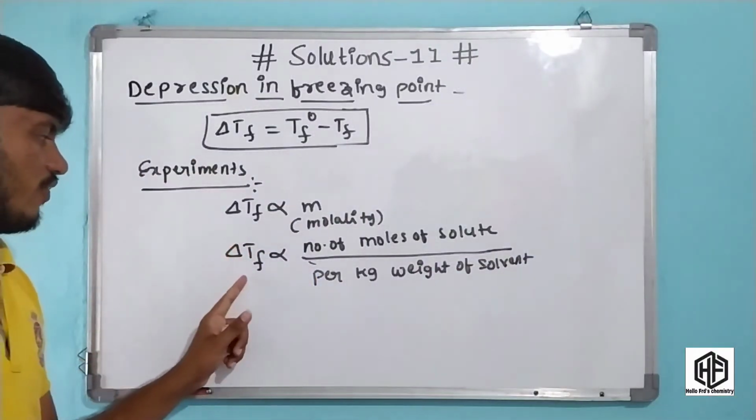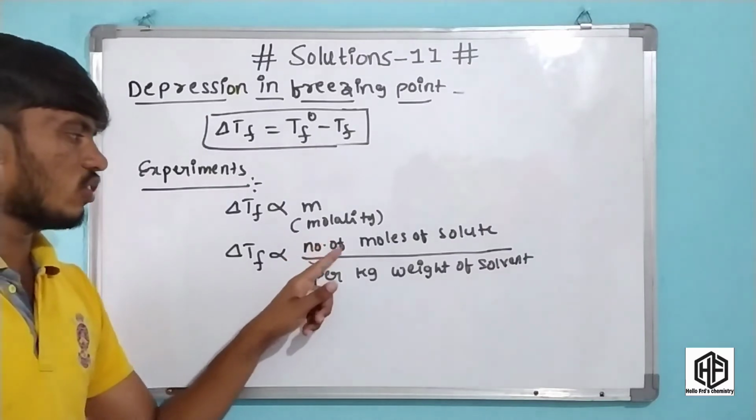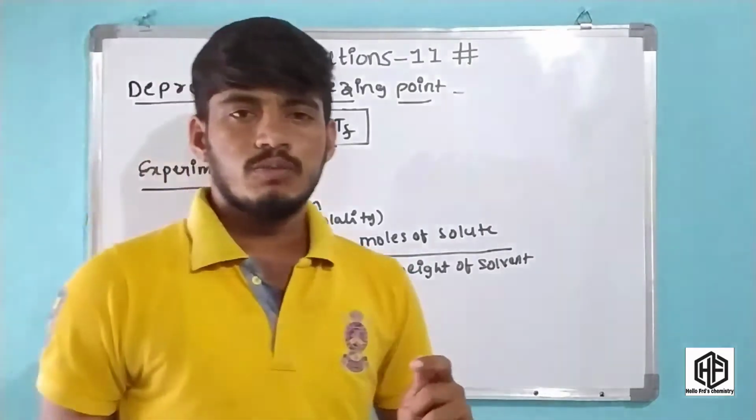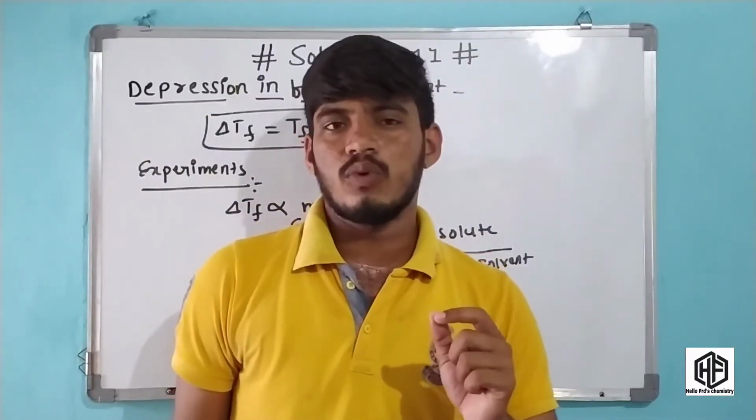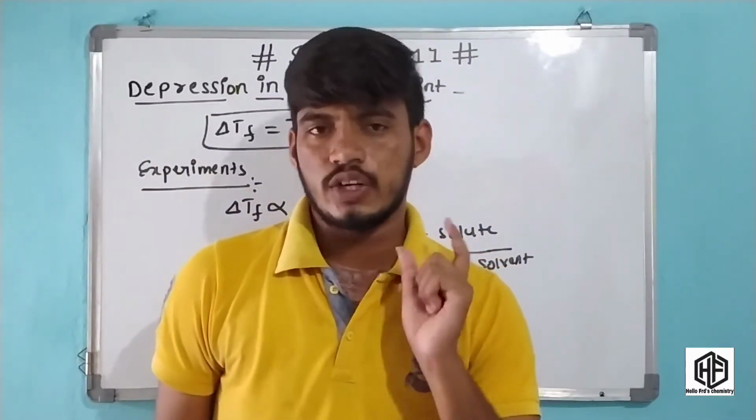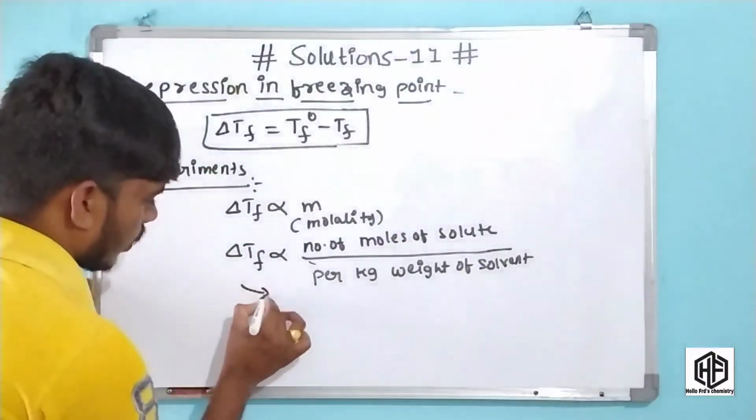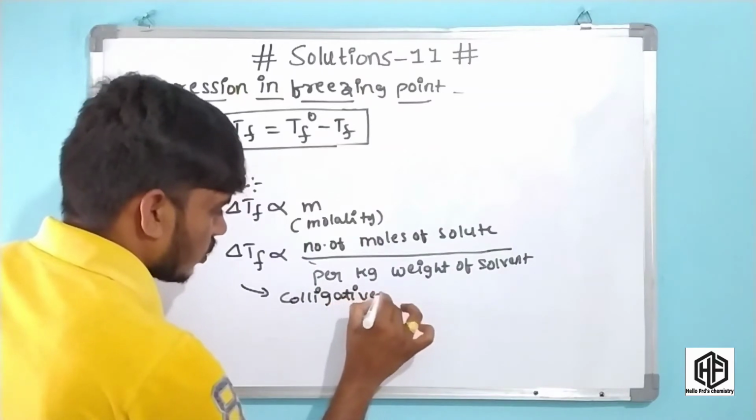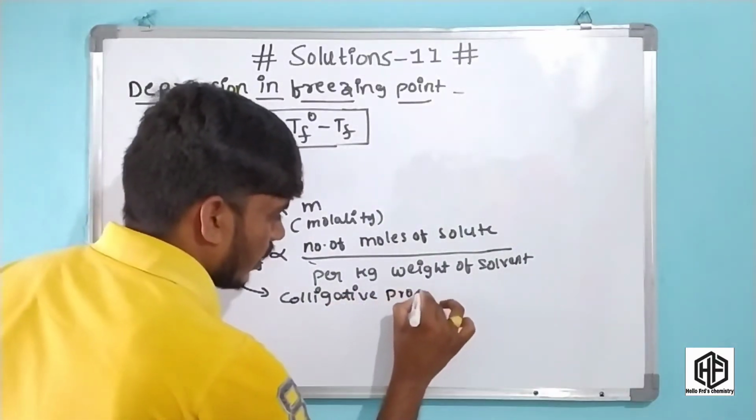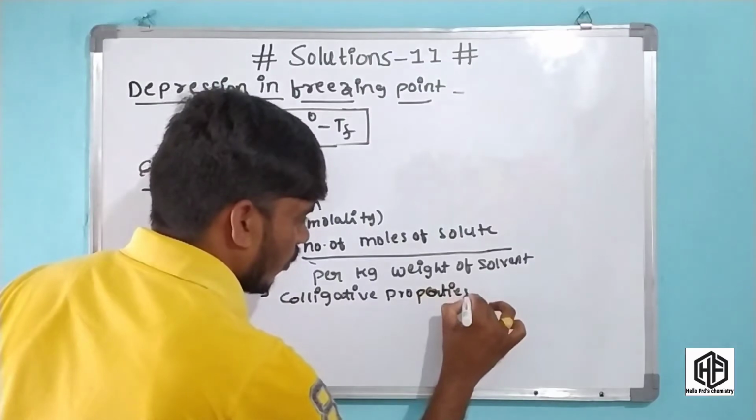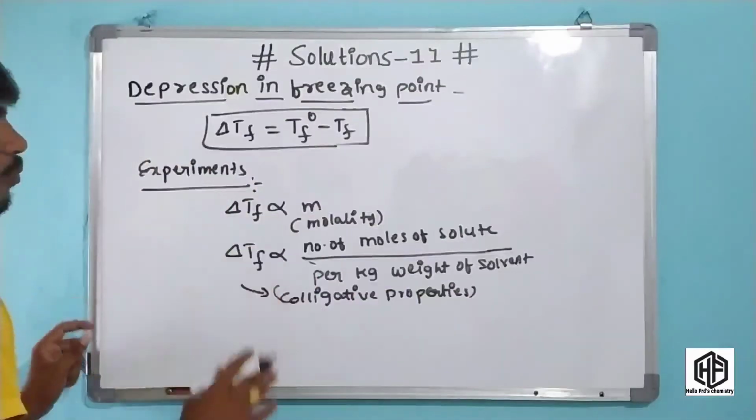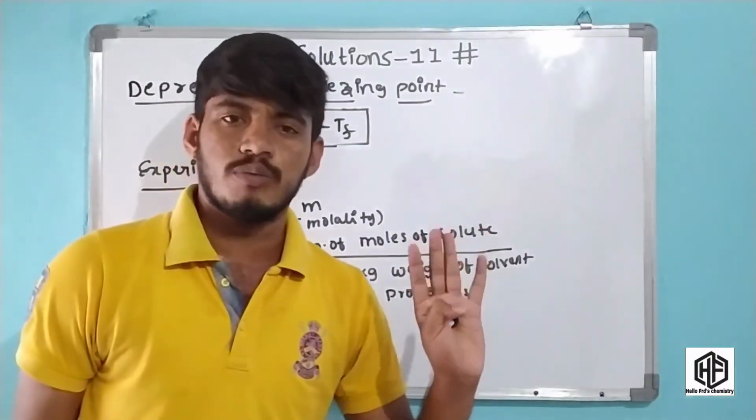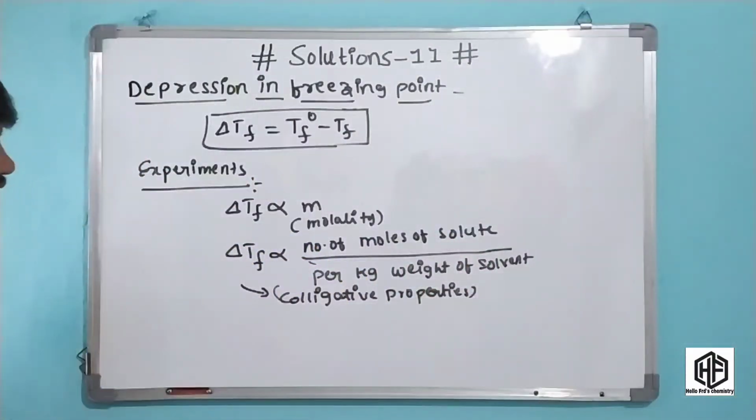Now this depression in freezing point is directly proportional to the number of moles of solute, so it is called a colligative property. What is a colligative property? Colligative properties are the properties of a solution which depend only upon the number of moles of solute particles, but do not depend upon the nature of the solute.